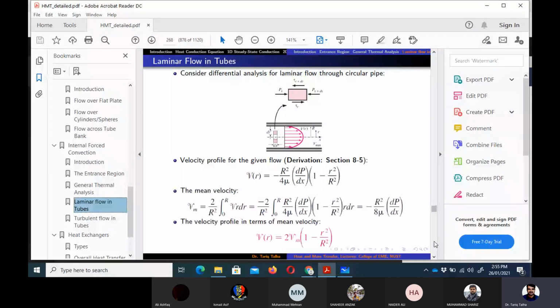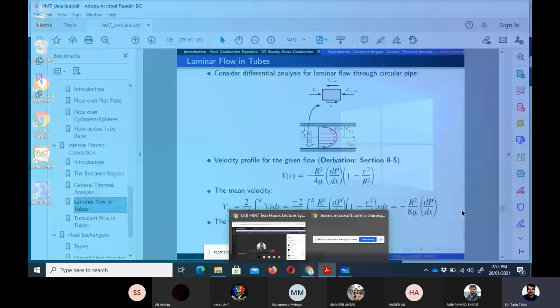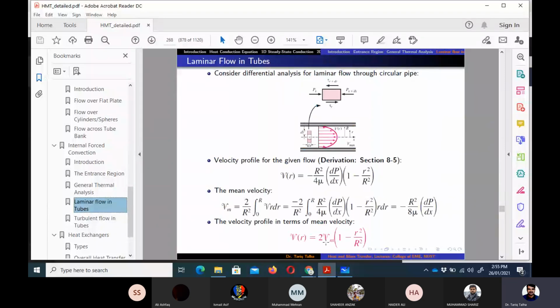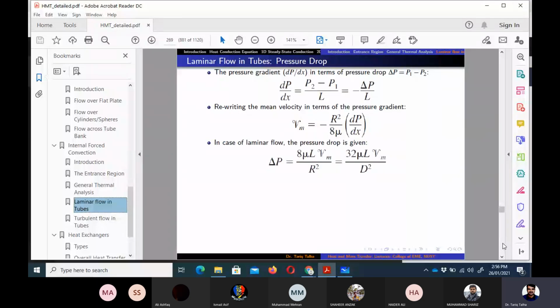And then we can calculate mean velocity from there. After we get the mean velocity, we can write the velocity profile in terms of mean velocity. So this is just a recap of what we studied in the last class. Then we can also write this mean velocity in terms of pressure drop, and for that we can replace the pressure gradient with minus delta P divided by length of the pipe, and then we can get delta P in terms of mean velocity.